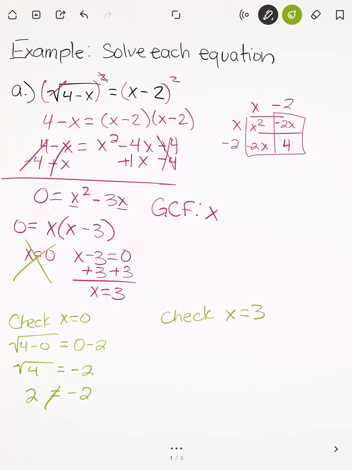Okay, so when I check with x equals 3, again, I plug it in for every x. 4 minus 3 equals 3 minus 2. 4 minus 3 is 1. 3 minus 2 is 1. Square root of 1 is 1. And 1 equals 1. Yay, it does work. That one didn't, which means our only answer out of the 2 that we got is 3. Ta-da, done. Moving on to the next one.